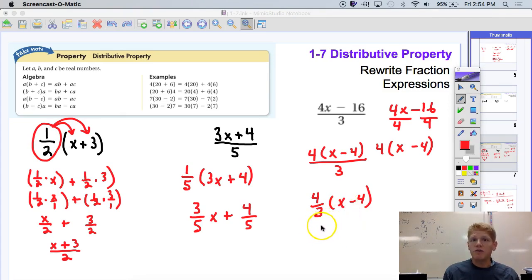but let's finish and simplify this the rest of the way into either a sum or a difference. So we take 4/3 times x, and then we take 4/3 times 4. And we get 4/3 x minus 16 over 3.